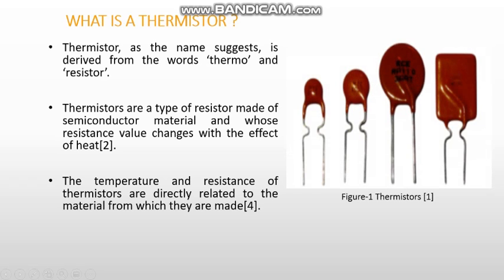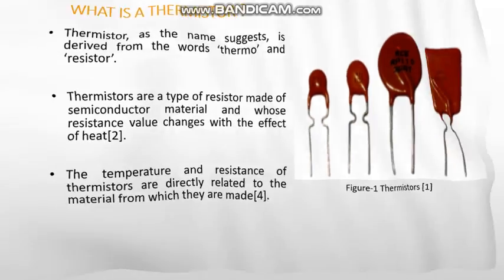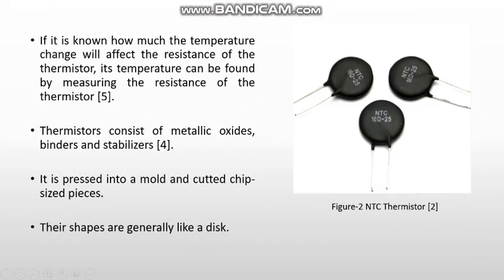What's a thermistor? Thermistor, as the name suggests, is derived from the words thermo and resistor. Thermistors are a type of resistor made of semiconductor material and whose resistance values change with the effect of heat. The temperature and resistance of thermistors are directly related to the material from which they are made. It's known how much temperature change will affect the resistance of the thermistor. Its temperature can be found by measuring the resistance of the thermistor.